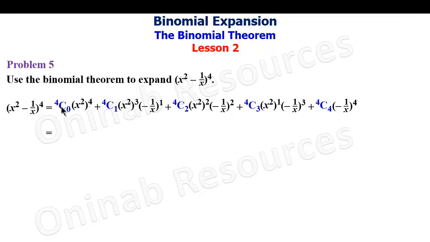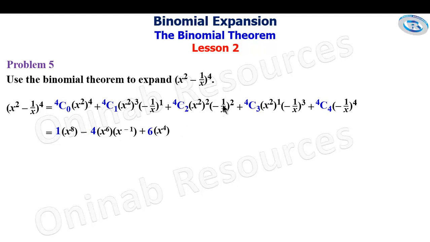So simplifying this, 4 combination 0 gives 1. Then this is going to be x raised to power 8. Remember your indices. Then again, since we have negative as the connector, the power here is odd. So it's going to be minus 4. Since 4 combination 1 is 4, this is x raised to power 6. Then x raised to power negative 1. Plus 4 combination 2 is 6. This is x raised to power 4. 2 times 2 here, x raised to power 4.